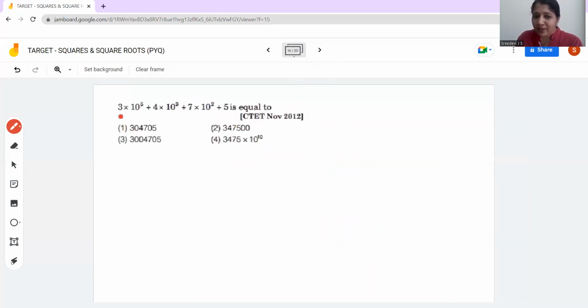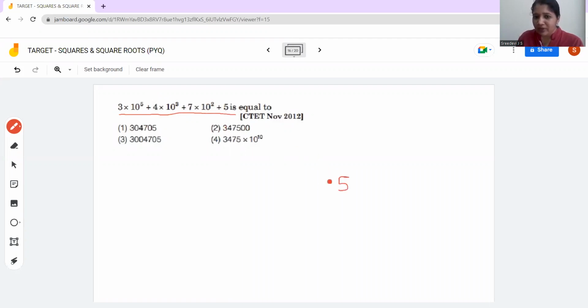Next question. 3 into 10 to the power 5 plus 4 into 10 to the power 3 plus 7 into 10 to the power 2 plus 5 is equal to. So here just arranging the place value order, the number we will be getting. 10 to the power 5, that is the largest position. Otherwise, we can start writing from the ones place. So here 5 is in ones place. 10 square means 100 position.